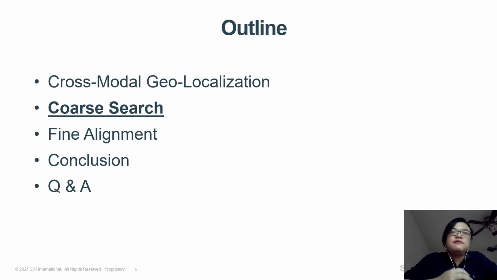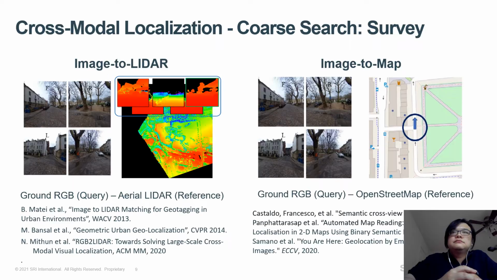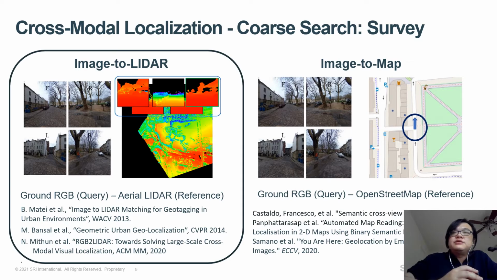Now we are going to give an overview of related works in the coarse search area for cross-modal geolocalization. For coarse search in cross-modal localization, there are two most popular reference data sources. The first one is LiDAR data. The second one is an open source map, such as OpenStreetMap. So we will start with the first one, the image to LiDAR localization problem.